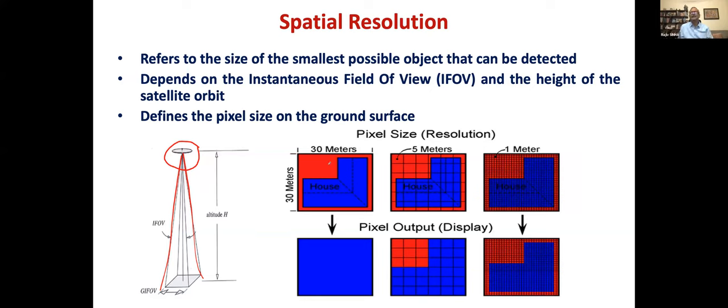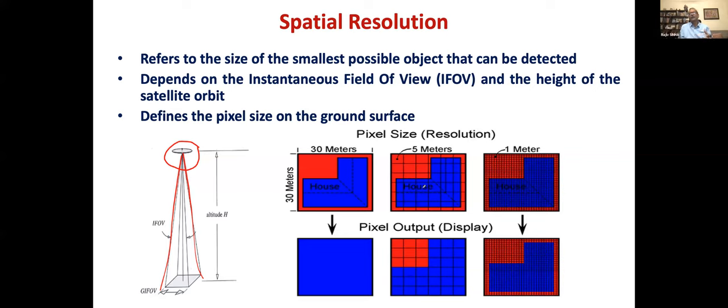So let's say you have a pixel size of 30 meter by 30 meter, which means any object which is less than 30 meter will not be able to be identified at this resolution. If your pixel size is 5 by 5 meter, or 1 by 1 meter, you can actually display that. So therefore, pixel size will define how small or how big an object can be identified. Again, it will depend upon the purpose.